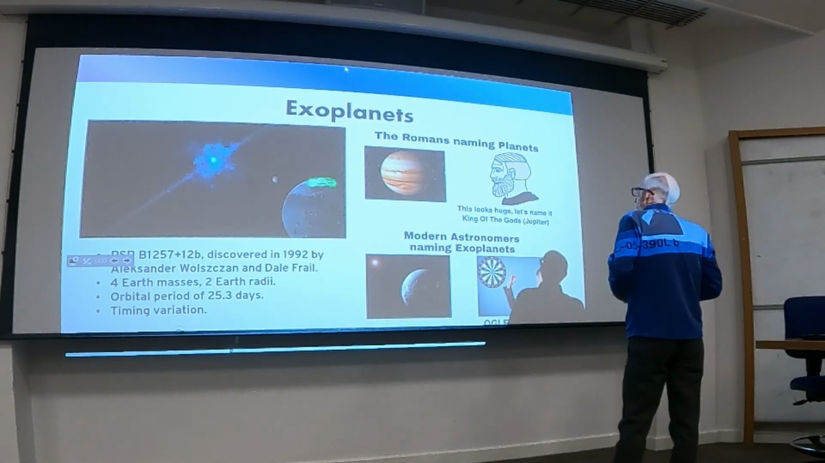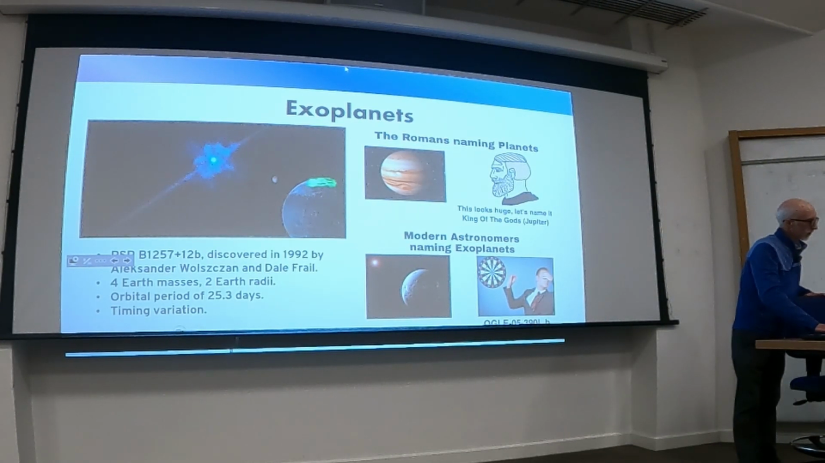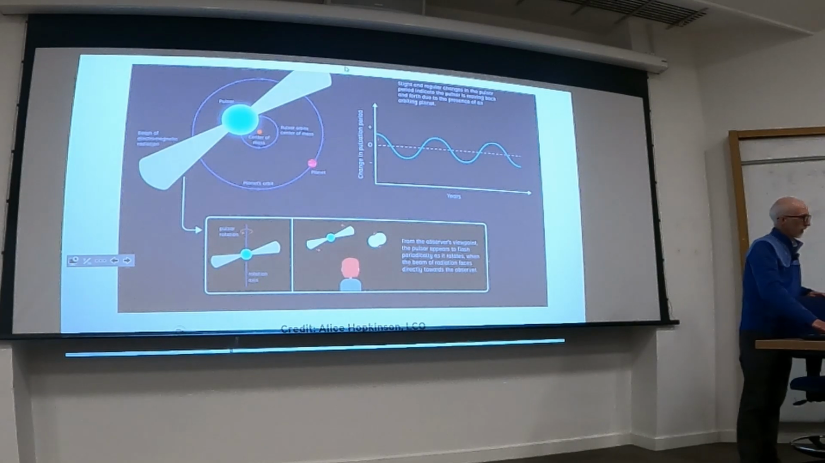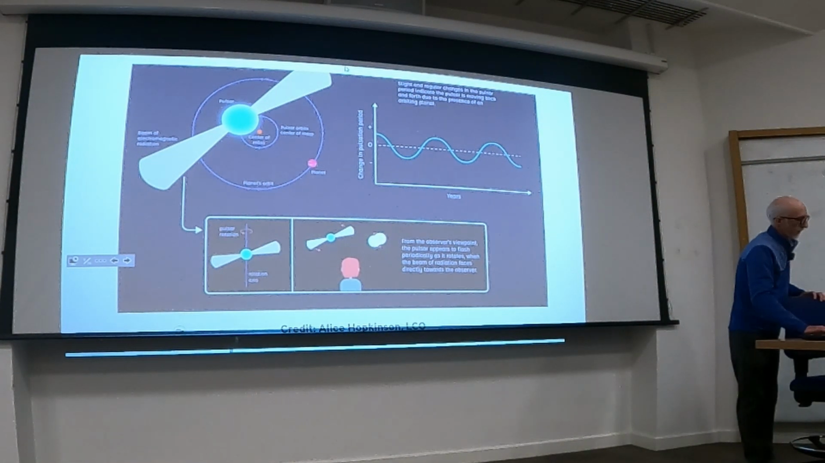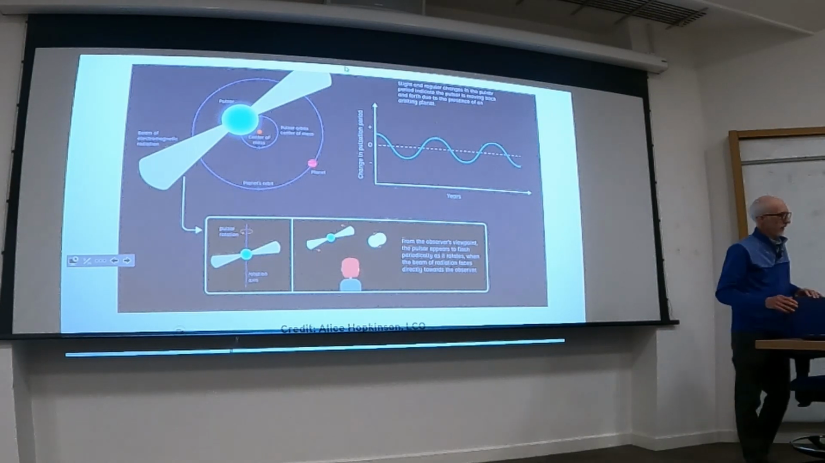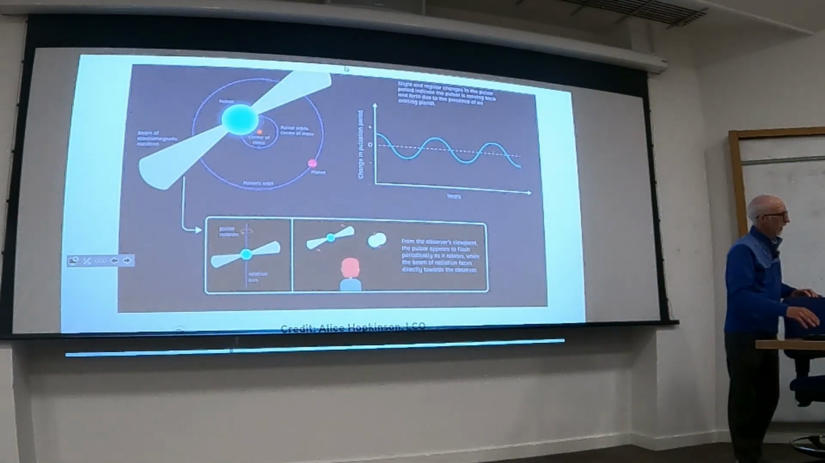This was discovered in 1992, and it was the first exoplanet discovered. And it was discovered by, sorry, my mind's gone blank. By timing variation.